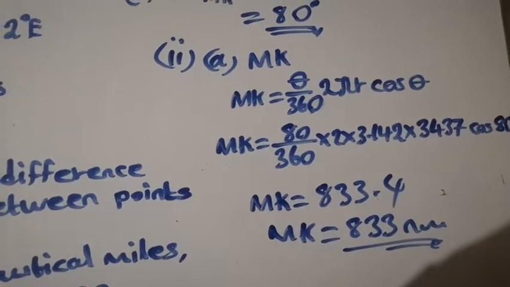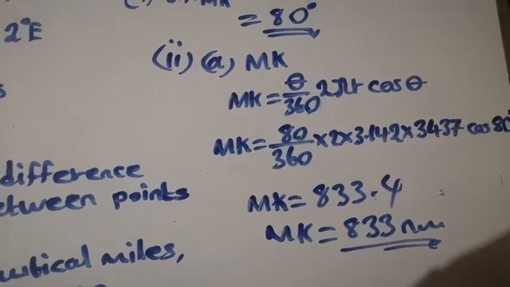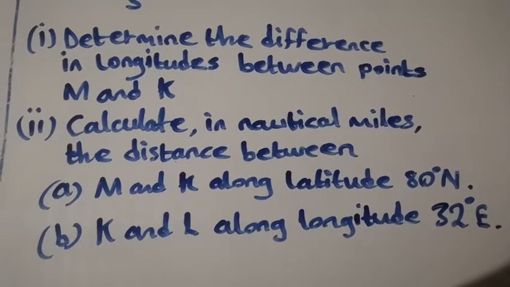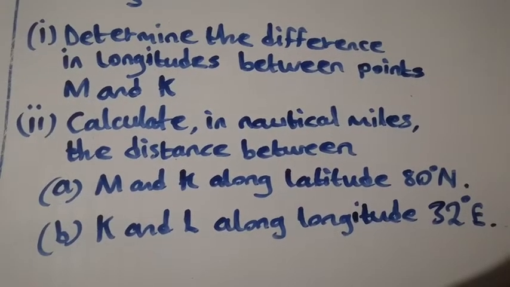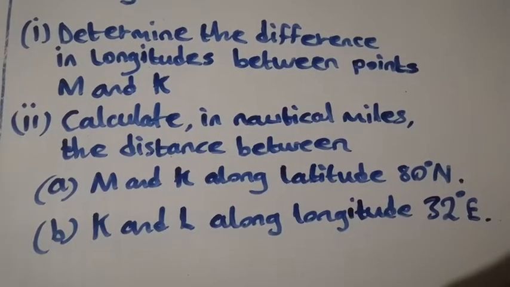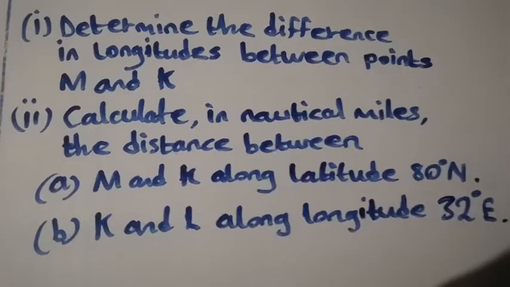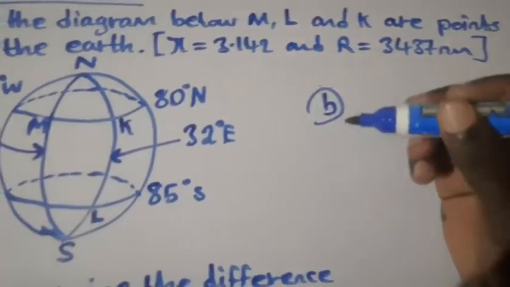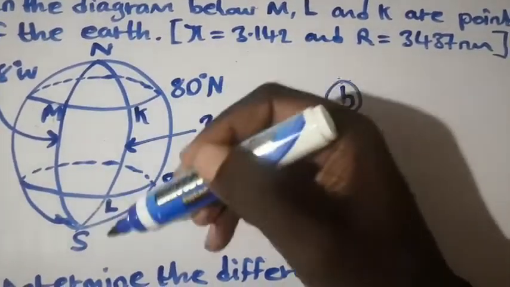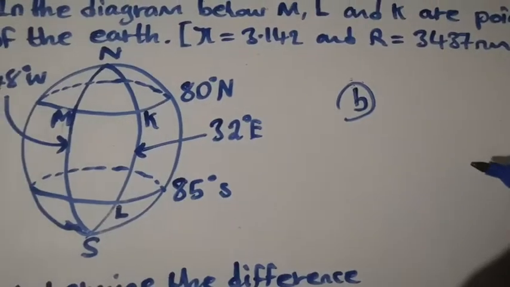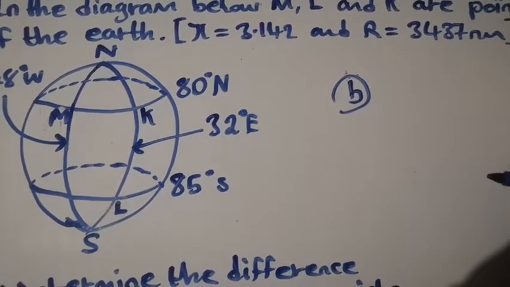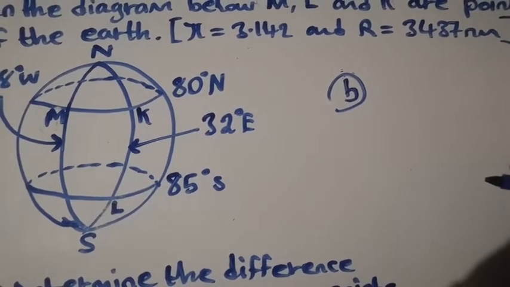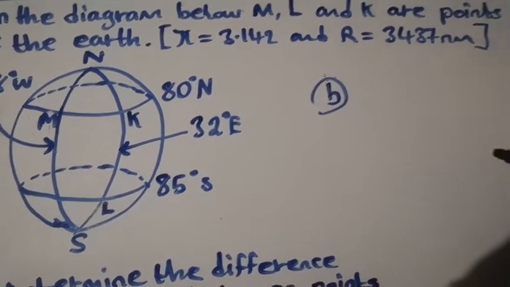Okay, let's now go to the part B question. Calculate in nautical miles the distance between K and L along longitude 32 degrees east. So that's part B. They want us to calculate this distance, KL. This distance is coming from the great circle, along the great circle, which is the longitude 32 degrees east. So what is the formula?